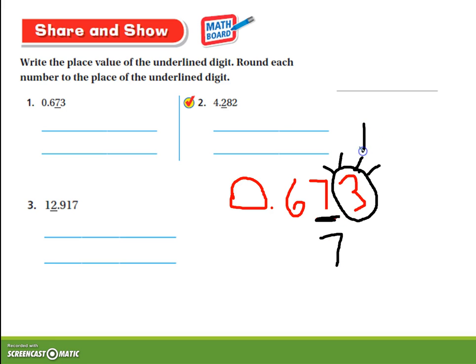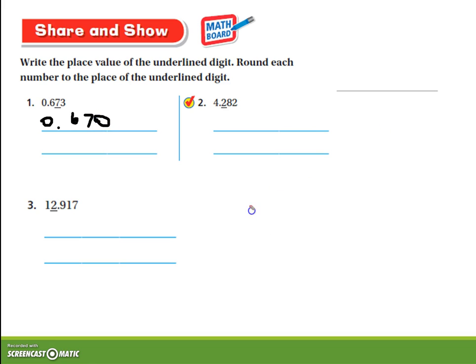Okay, this is the one we look at. This is the one we do stuff to. So everything before it stays the same. Everything after it turns into a 0. So that's number 1. And we'll do number 2.